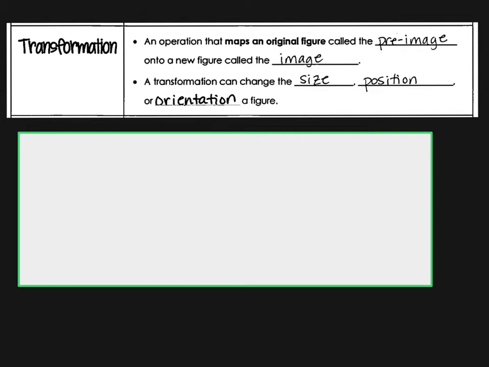Okay, welcome back to the second video on transformations. Just a recap, a transformation is an operation, right? It's an action that maps an original figure called the preimage onto a new figure called the image. And a transformation can change size, position, or orientation of a figure.